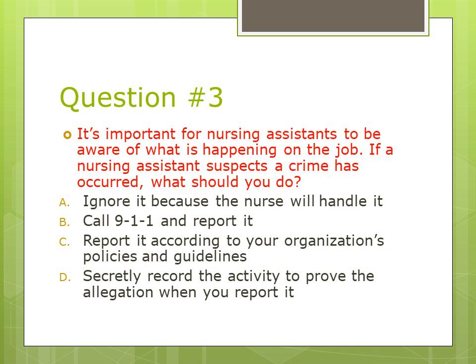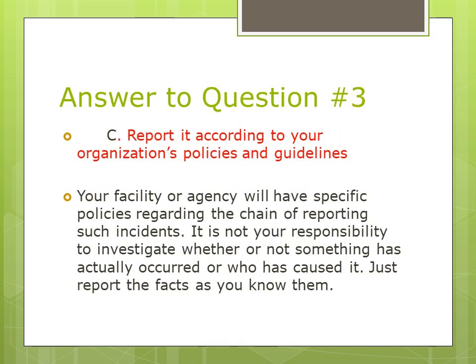Question 3. It is important for nursing assistants to be aware of what is happening on the job. If a nursing assistant suspects a crime has occurred, what should you do? A. Ignore it because the nurse will handle it. B. Call 911 and report it. C. Report it according to your organization's policies and guidelines. D. Secretly record activity to prove the allegation when you report it.